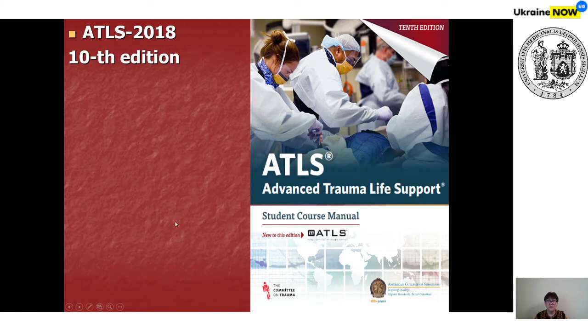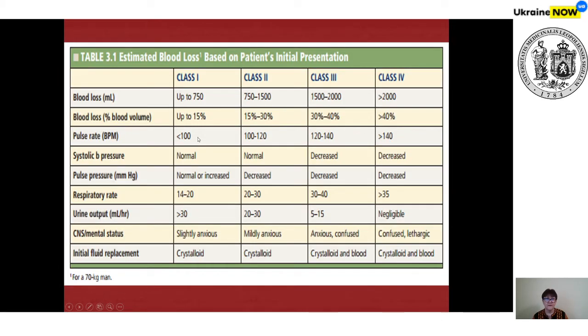The main regulatory guideline for trauma patients is Advanced Trauma Life Support, and the last 10th edition was made in 2018. This is information from ATLS, estimated blood loss based on patients' initial presentation. There are 4 classes of severity of blood loss. Class 1, volume of blood loss up to 750 mL, it's up to 15% of circulating blood volume.